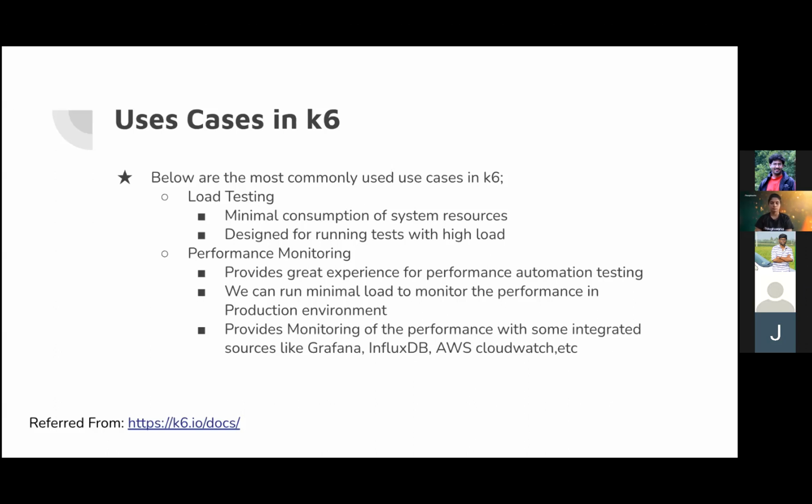Next is performance monitoring. With K6 we have two variations: one is cloud and one is open source. The cloud one is licensed, so you are given a cloud where you can visually view everything, including the performance metrics, with K6's inbuilt performance metrics. But in open source also, they provide some performance monitoring. You can integrate your performance results with integrated sources like Grafana with InfluxDB, AWS CloudWatch, JSON, StatsD, ATSD, etc. So these are the two main things we opt for K6.